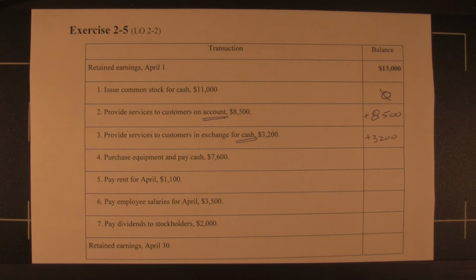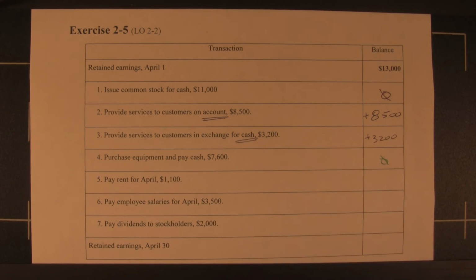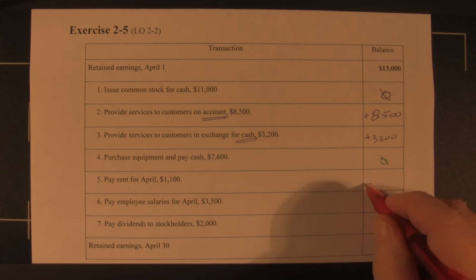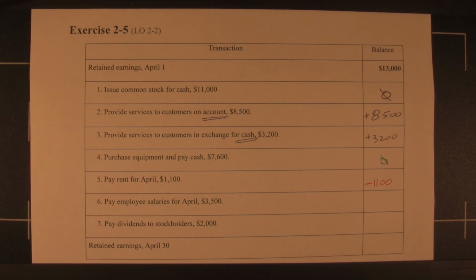Next, we purchased some equipment and we paid cash, but we could have also paid in baklava or paid on account. That also has no impact on retained earnings. We just got an asset. We paid rent. Now that's an expense. That has reduced the wealth of the company. So that does indeed impact retained earnings by the amount of $1,100.